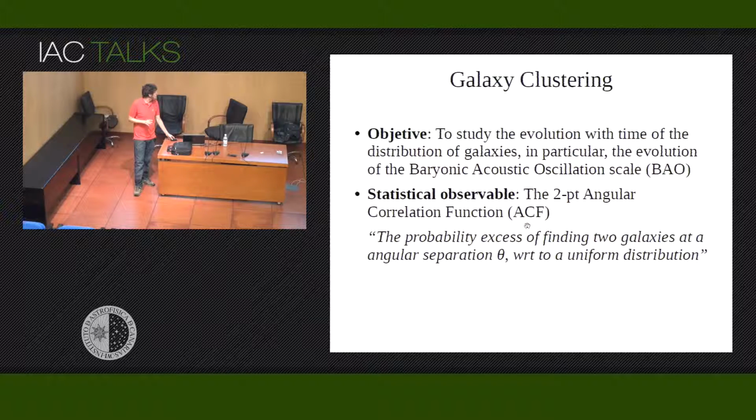In photometric galaxy surveys, when we study the distribution of galaxies, the main observable is the two-point angular correlation function. Since we are losing the line of sight information, we can only study its angular properties. And it's defined as the probability excess of finding two galaxies at an angular separation with respect to a uniform distribution.